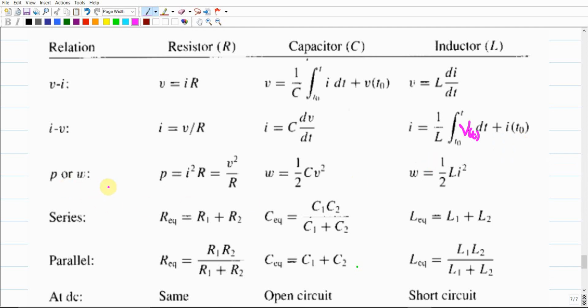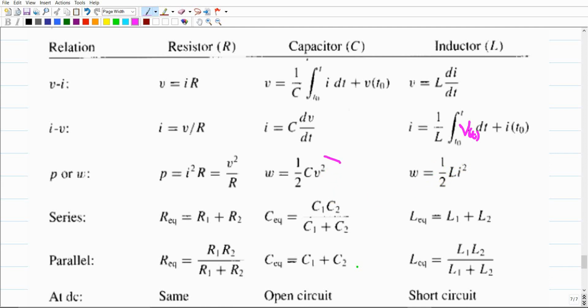How about the power and the energy? The power should be I square R or V square over R. This is for the resistor. For the energy, for the capacitor, it should be 1 over 2 CV square, and the energy of the inductor should be 1 over 2 Li square.